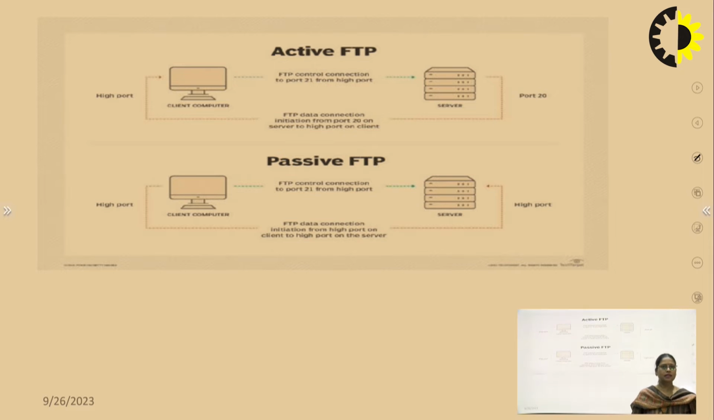One category is active FTP and the second category is passive FTP. In active FTP, the client computer controls the connections, creates the connection to the server, then the data connections over the web. And if we are using passive FTP, then it will connect to port 21 and the data is transmitted.